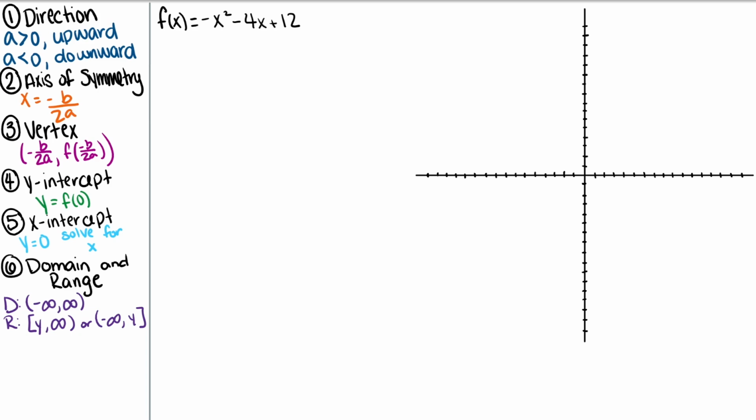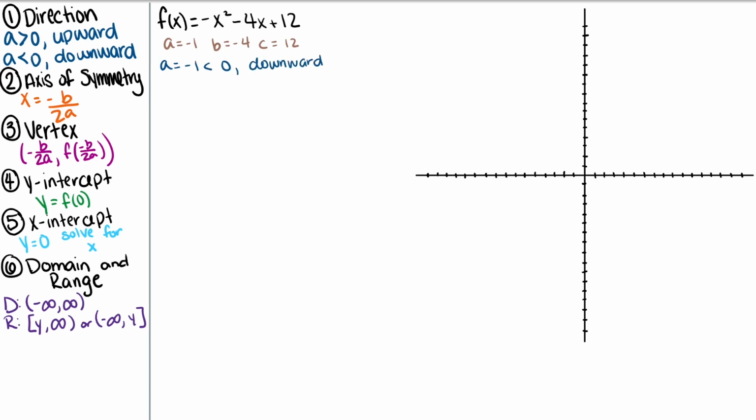Let's look at some examples of finding the different features of our quadratic functions and then graphing them. So we have f of x equals negative x squared minus 4x plus 12. Our a is negative 1, b is negative 4, and c is 12. Since our a is negative 1, that means it's less than 0 and it opens downward.